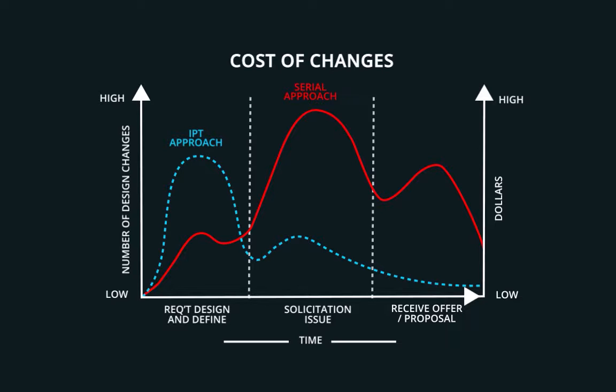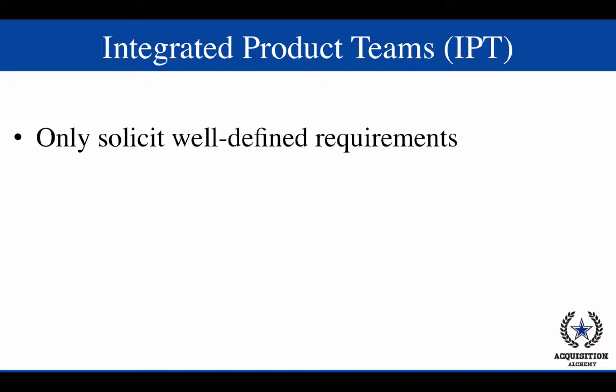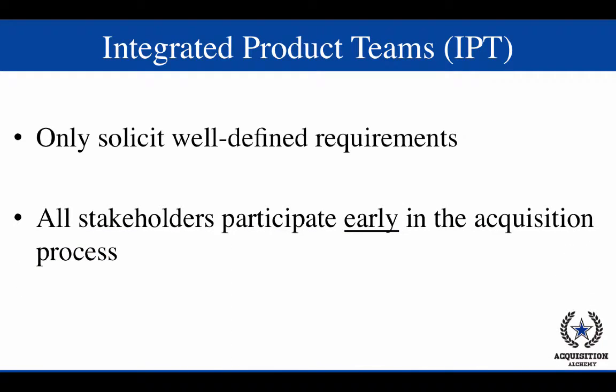Also, consider that if changes are needed after solicitation issuance, this also increases potential contractors' perceived risk and required effort to respond to changes. This increase of risk and cost to submit a proposal will likely be passed on to the government in driving contract price up. If you are going to keep the cost of changes and frustration low, it's essential that only well-defined requirements are solicited and that all stakeholders participate early in the acquisition process.